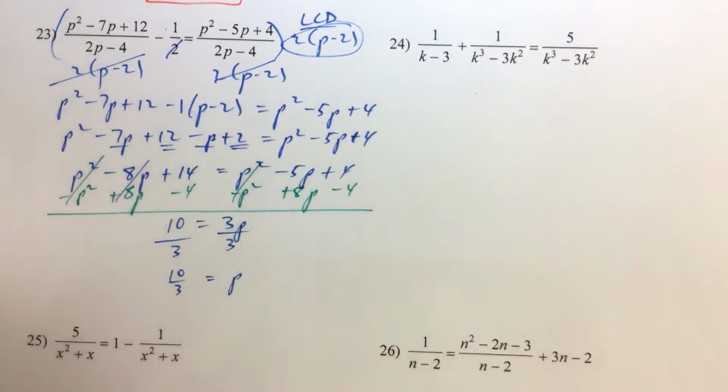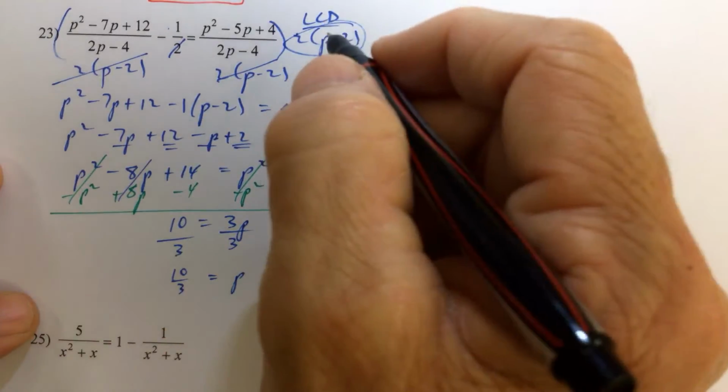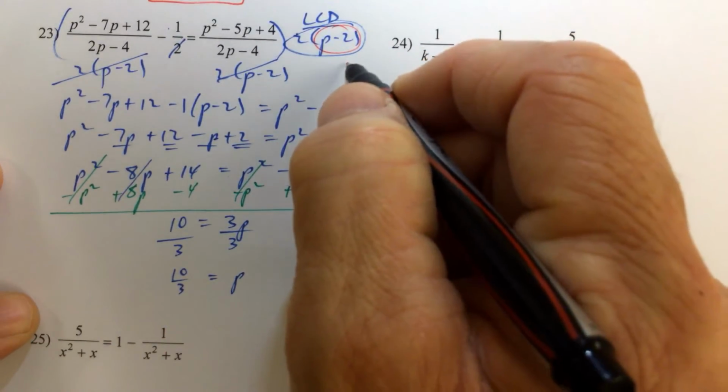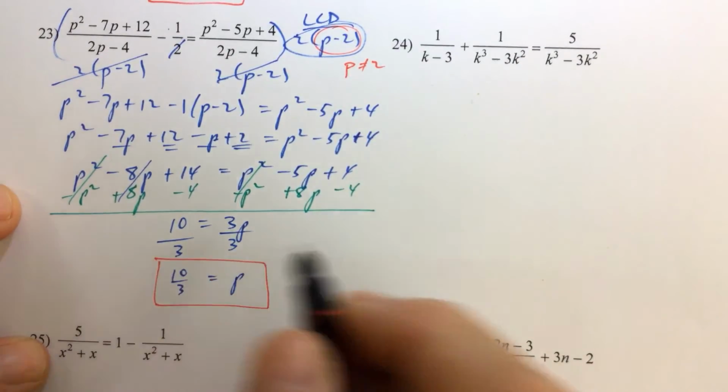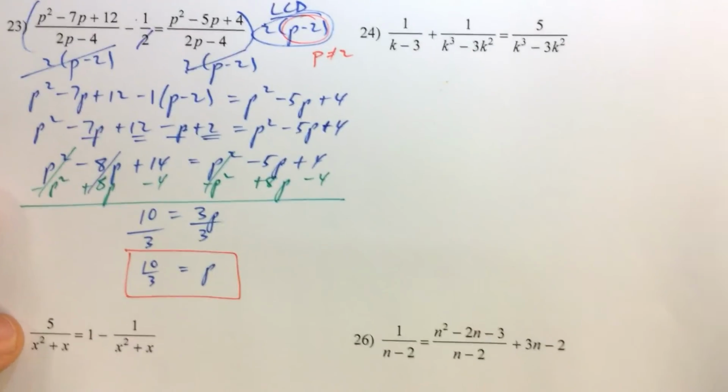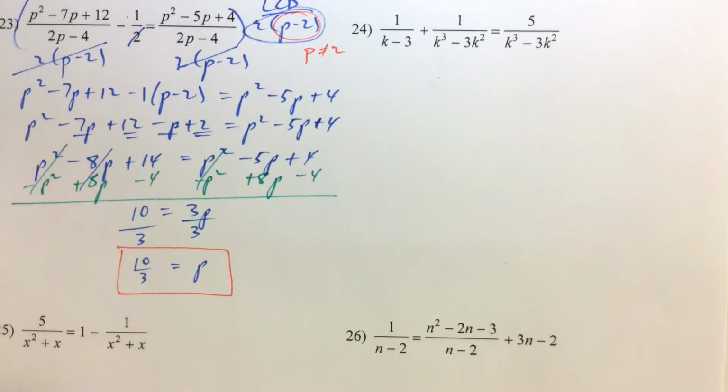I forgot to list my restrictions up there, but I can see the only restriction would be that p is not allowed to equal 2, and that's not what we got, so we are done. All right, we're getting there.